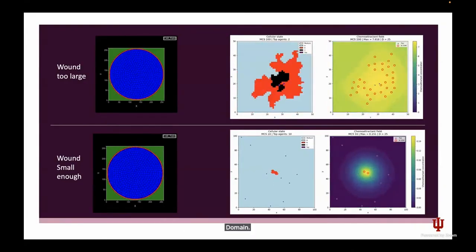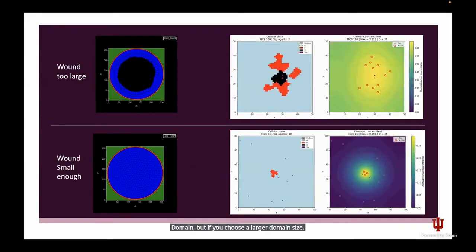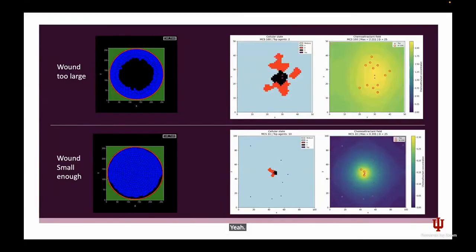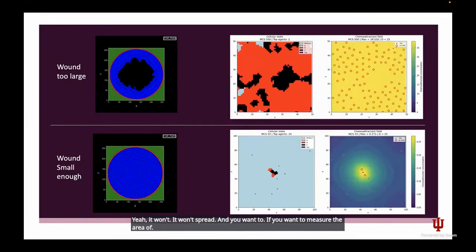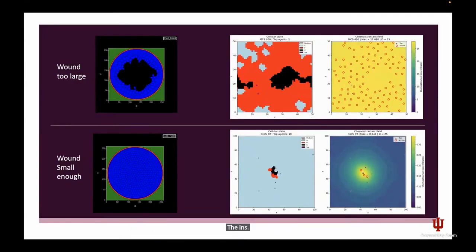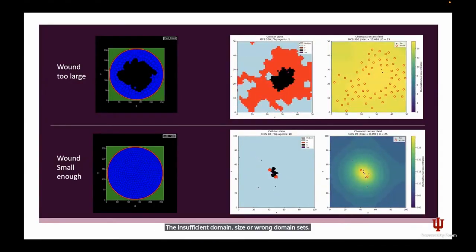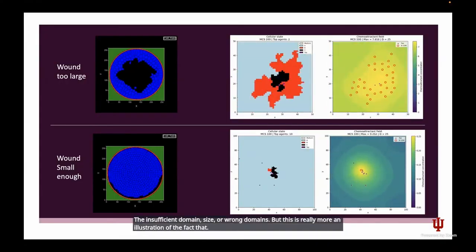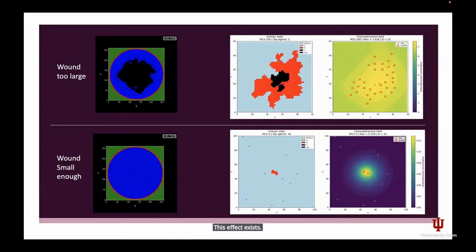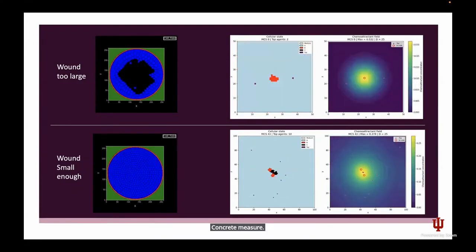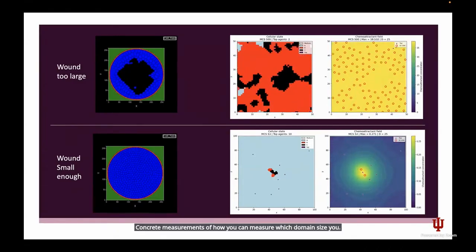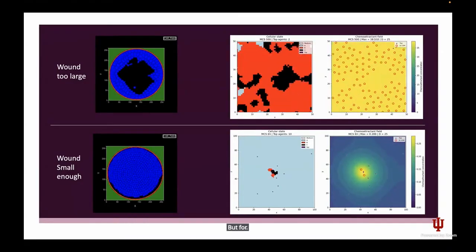But if you choose a larger domain size, it won't spread. And if you want to measure the area of the infection, you don't want to have your results skewed by the insufficient domain size or wrong domain size. But this is really more an illustration of the fact that this effect exists. And for the wound healing simulation, we actually have concrete measurements of how you can measure which domain size you want to be in. But for these two toy models, we haven't gotten there.